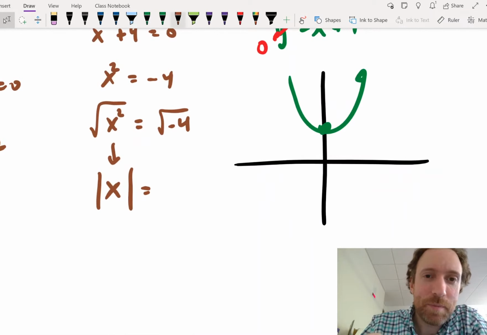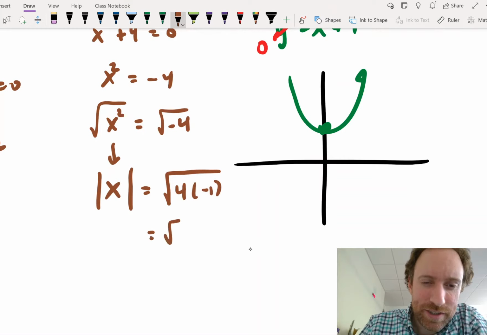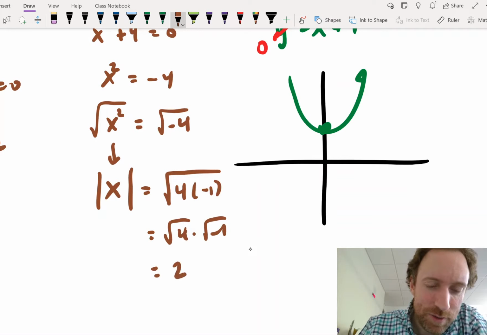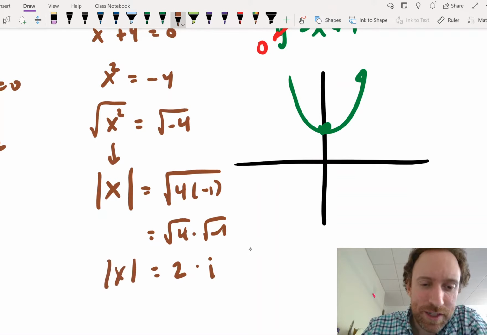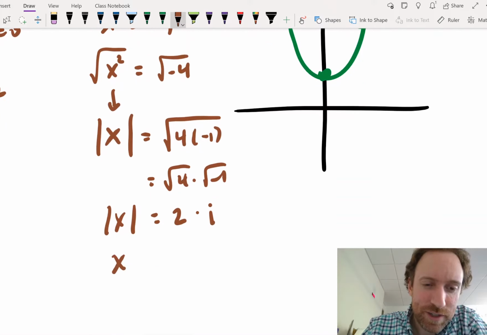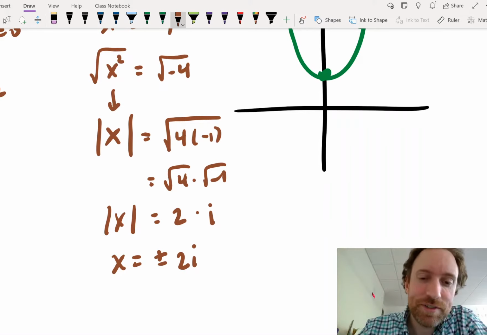So what you can do is you can rewrite this as 4 times negative 1 and separate this into root 4 and root negative 1. Whereas the root 4 can become 2, the root negative 1 we typically call i. i is an imaginary unit. To solve, we do plus or minus 2i. And get a pair of imaginary numbers.